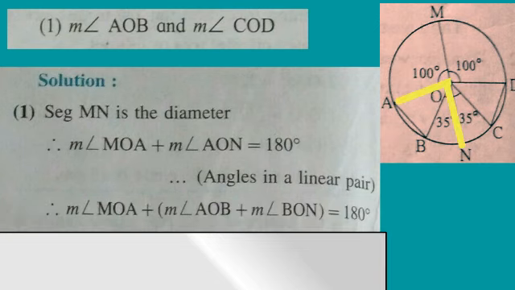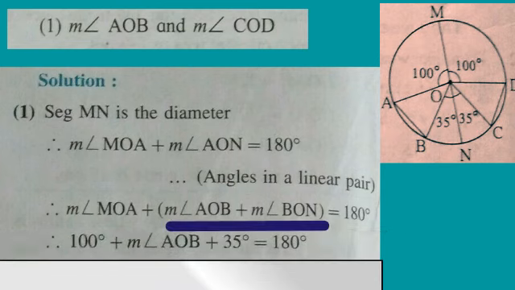Now students, we can divide angle AON into two parts, that is angle AOB and angle BON. We know the measurement of angle MOA is equal to 100 degrees, that we write first. After that, among these two angles in the bracket, we know the measurement of angle BON, that is 35 degrees, that we write, and the rest, angle AOB, will be as it is. Let's put the values. 100 degrees plus measurement of angle AOB plus 35 degrees is equal to 180 degrees.